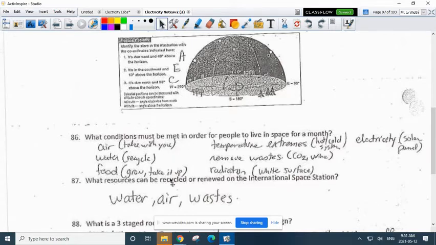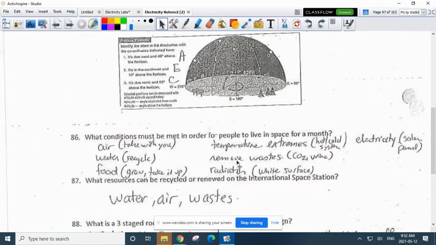For food, you could grow it or take it up there with you. For temperature extremes, you might need to have a way to reflect energy. So that's why they have a little gold on the space helmet, so it reflects the energy away from them. Or you might have to find a way to increase temperatures. You could have black surfaces, or you could have solar panels that change solar energy into electricity, electricity into heat.